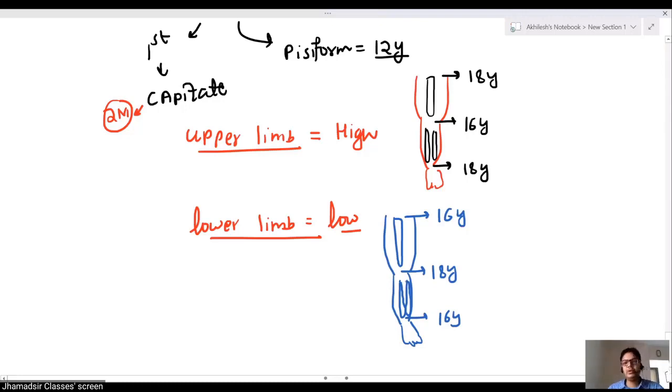So what is the trick to remember? A very simple trick to remember is a very simple one.